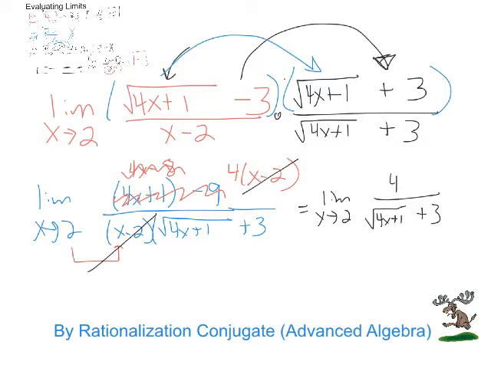And at this point we can try direct substitution, and we wind up getting the answer of 4 over the square root of 5 plus 3. There's our answer. If you're being really tedious, most mathematicians don't like the radical in the denominator, so we would use another conjugate to remove that radical.